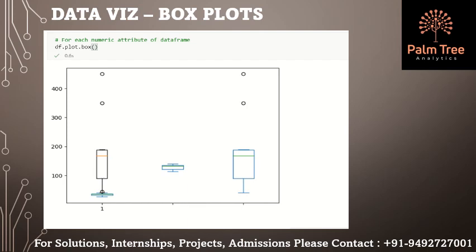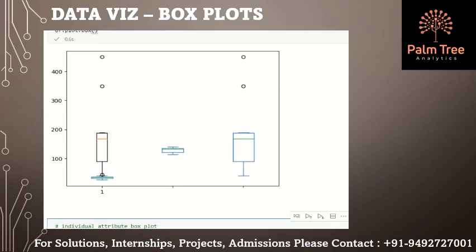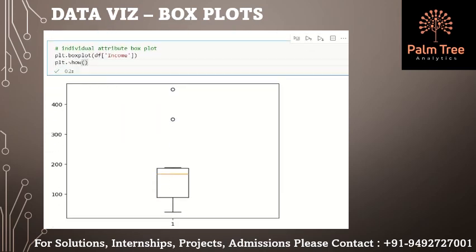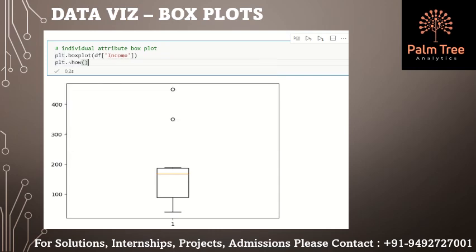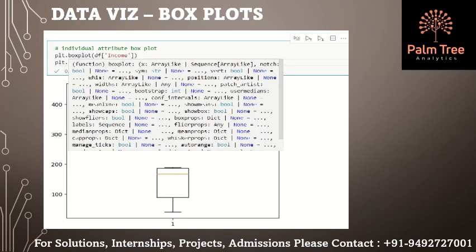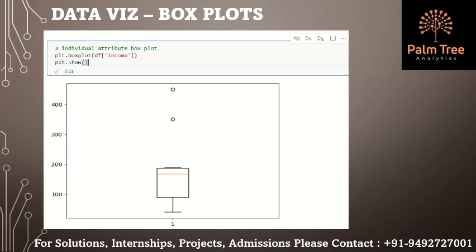Here we are drawing all the numeric attributes. Directly we can call it from df.plot.box, whatever the pandas data frame contains. If we want an individual one, for example taking income as a category, for that one plot, with matplotlib imported as plt, we call plt.boxplot(df['income']) and then plt.show().